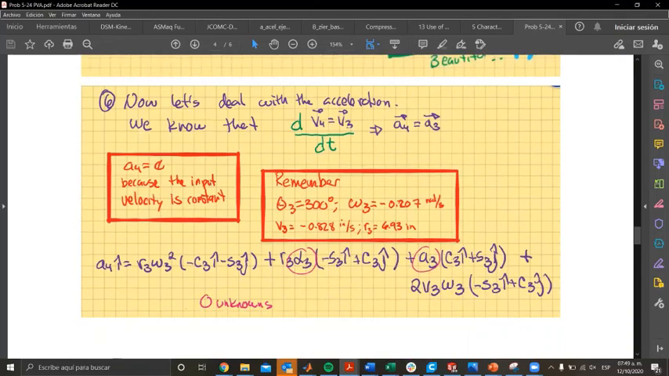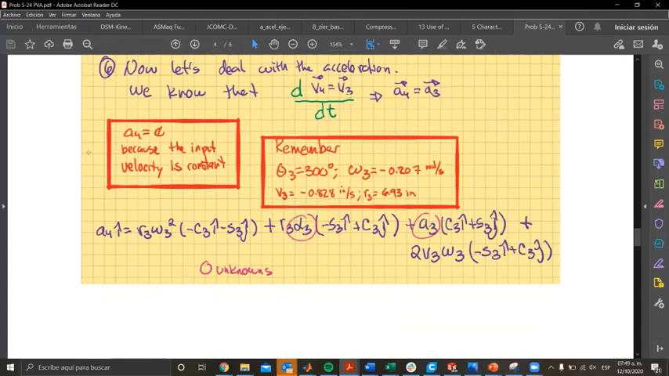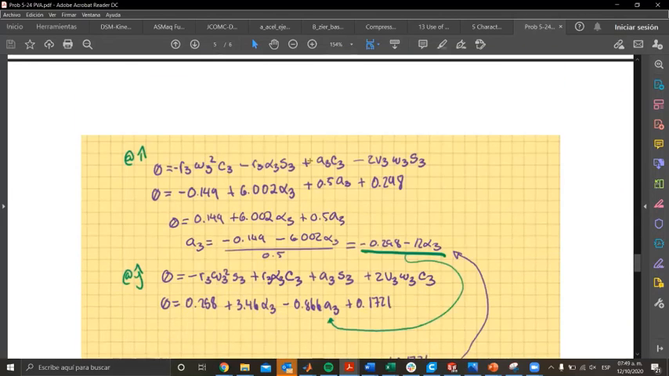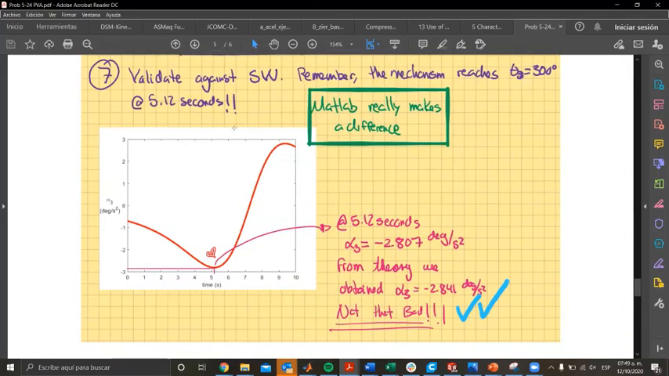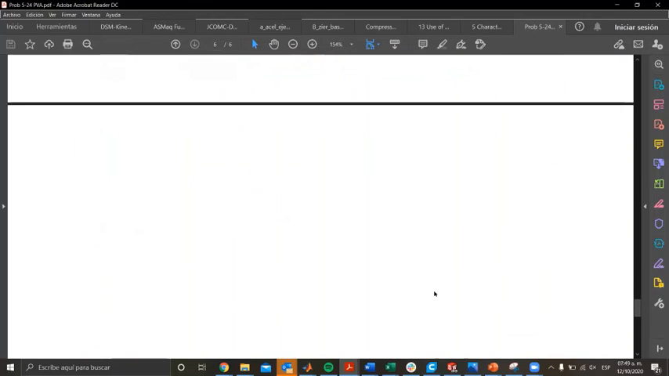Next, let's deal with the acceleration. All these derivatives that I explained, stuff that we need to remember. Why do we consider A4 to be equal to 0? Solve for the unknowns, obtain the values, and check them against SolidWorks. And you see, MATLAB really makes a difference in the plots. Not that bad. And that's it.